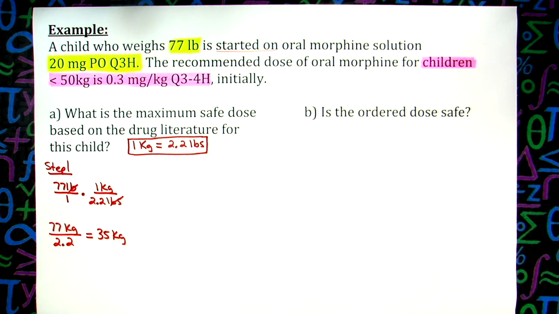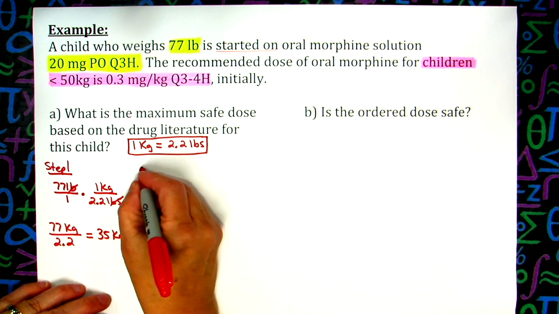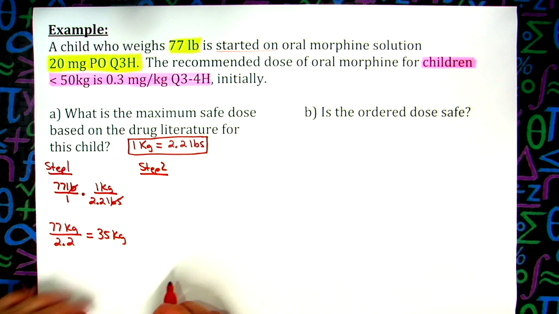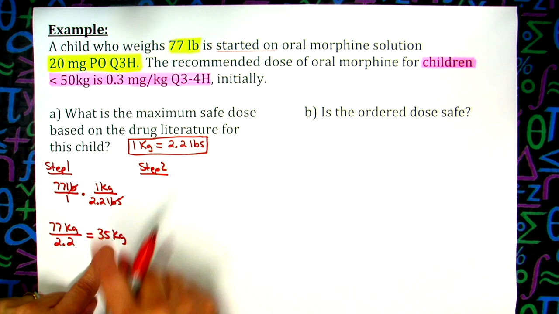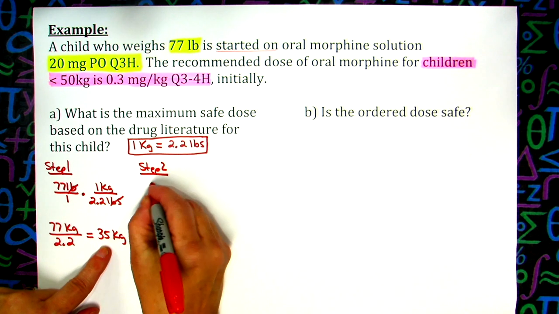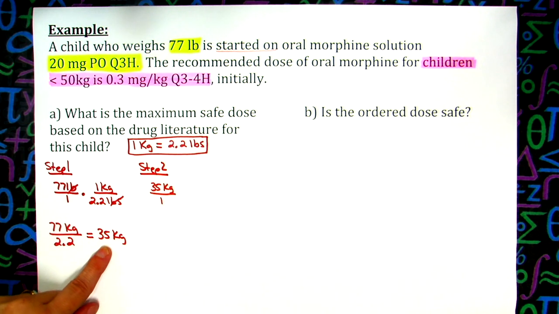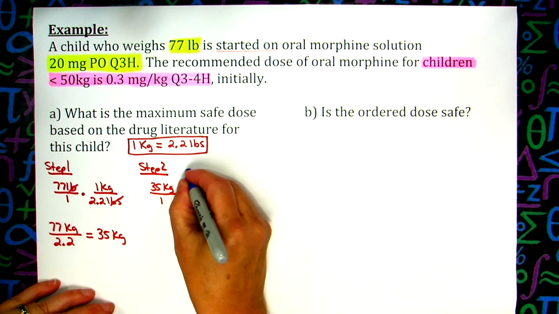All right, so that's step one. Now step two, we need to actually answer this: what is the maximum safe dose based on the drug literature for the child? So my step two is to take the 35 kilograms for this particular child. Again, I'm going to set this up for unit analysis, so putting that over 1, and then I'm going to multiply it by the safe dose.